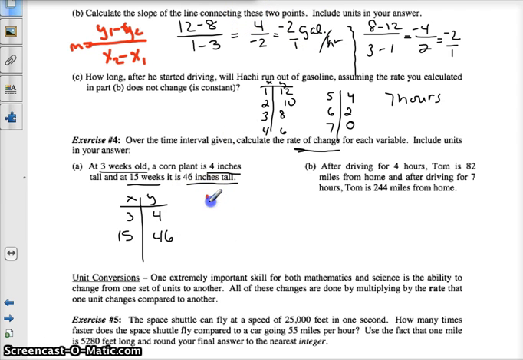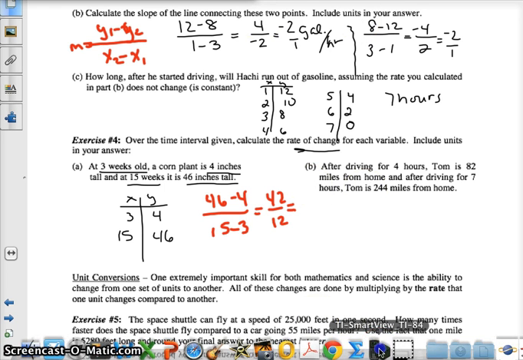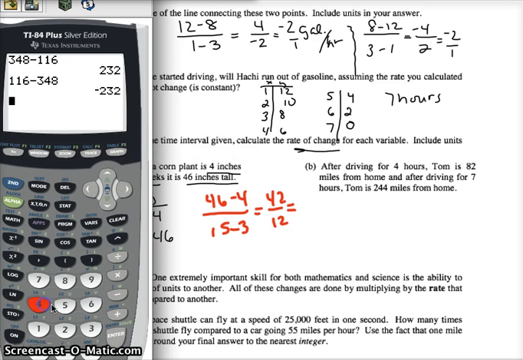So we could do 46 minus 4 over 15 minus 3. That's going to give you a 42 over 12. If I divide by 12 on the top and the bottom, I will not get a 1. So let's see what we can do here. What we can do is divide by 12. Let me get my calculator here. And I get 42 divided by 12. And I get 3.5. I'll take it.